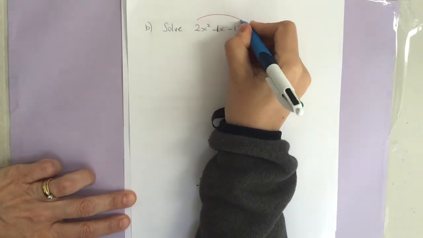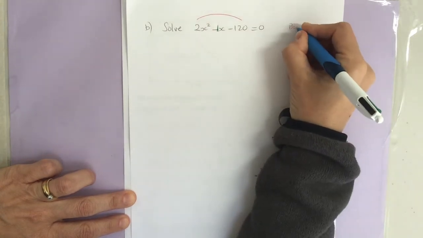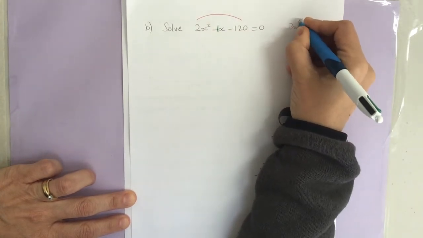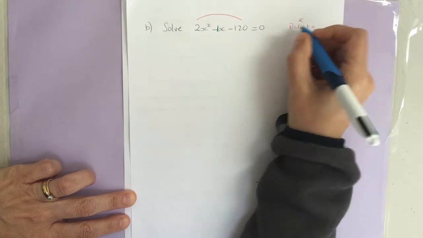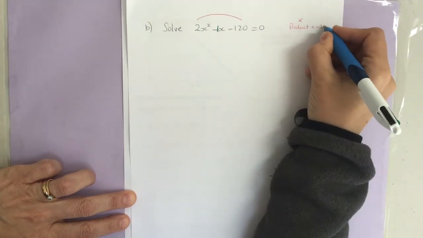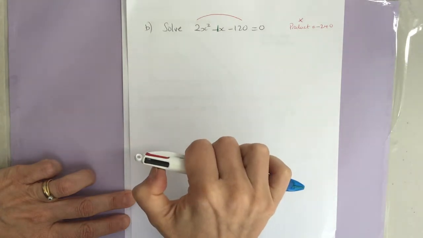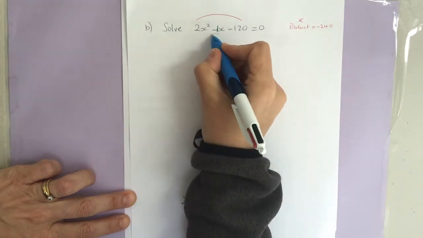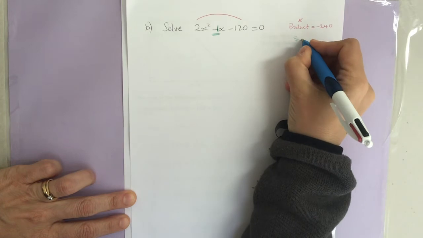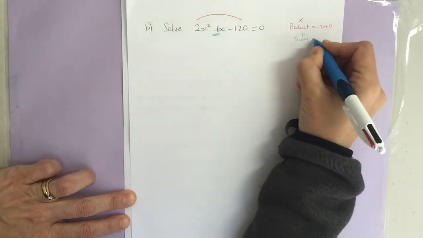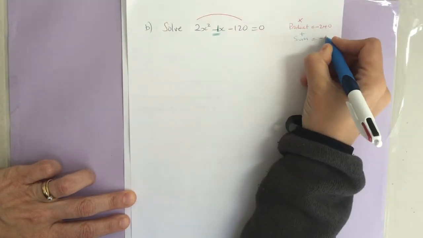Okay, so let's have a look at our product and sum here. So our product is these two numbers times together. So I want two numbers that multiply to give me minus 240, the 2 times the minus 120. And then I want my sum. So when I add the two numbers together, I want that to be negative 1.